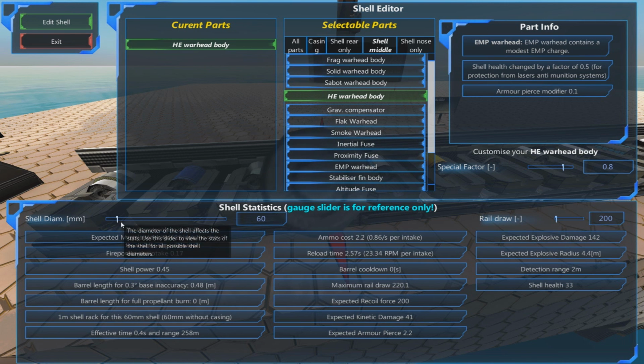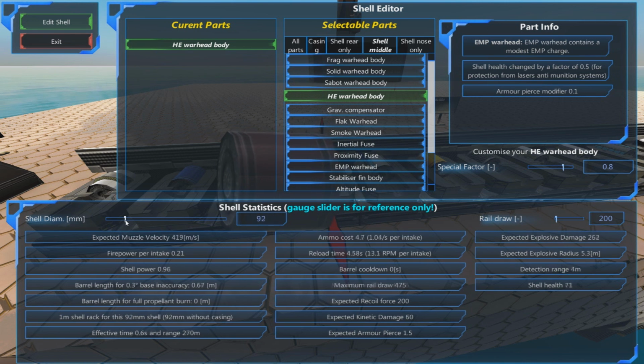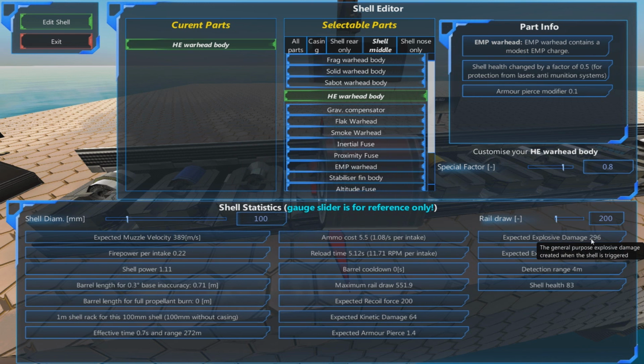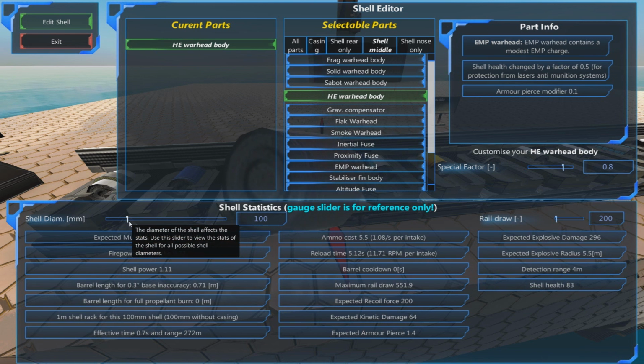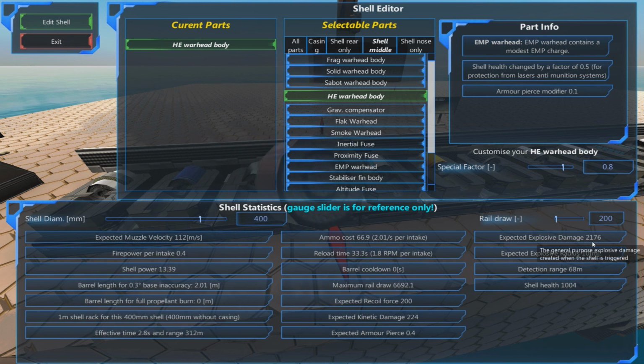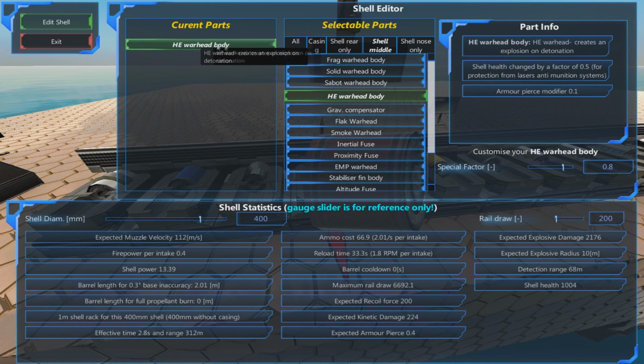Explosive damage is 142. If you up that a little bit to 100, that's up to about 296, about 300 explosive damage. Okay, that's more than doubled already. We stick it up to 400. Oh, hello, that's 2,000 explosive damage, and this is just one component.